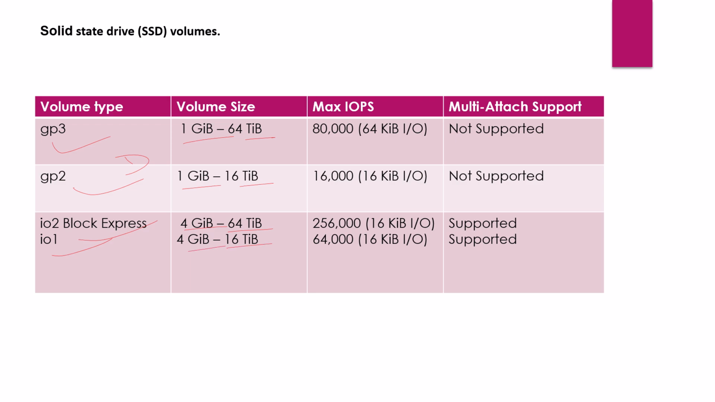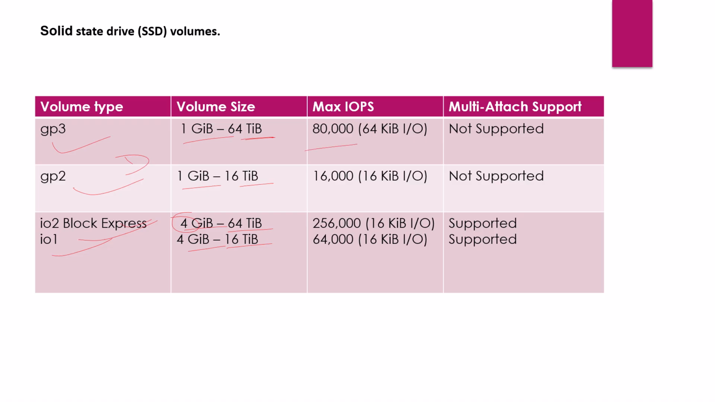So there is a key point, and sometimes in the certification they ask what is the minimum volume size we can assign for IO2 or IO1. We know that it's 4 GB. And sometimes they ask what is the maximum volume size we can assign to GP3. It is 64 terabyte. So different volume types have different volume sizes as well.